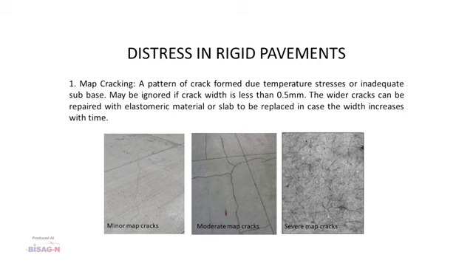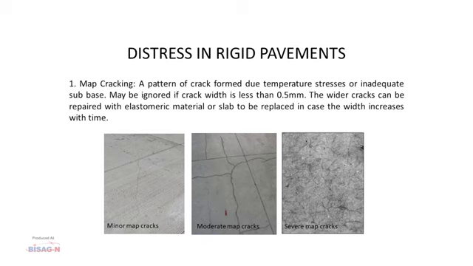First distress is the map cracking. Here you can see a minor map crack, here you can see a moderate map crack, and here you can see severe map cracks. Map cracks are basically formed due to temperature stresses or inadequate subbase.